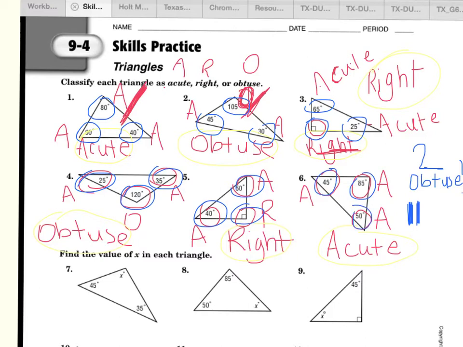You're going to get the same number on all 6 triangles. What is that number going to be? Add them all together. You may have to download a calculator app.